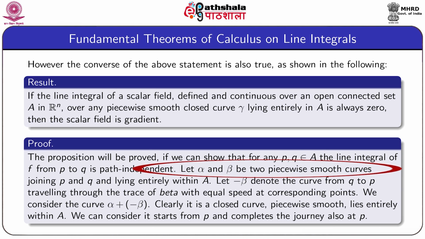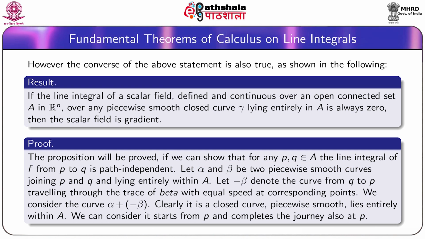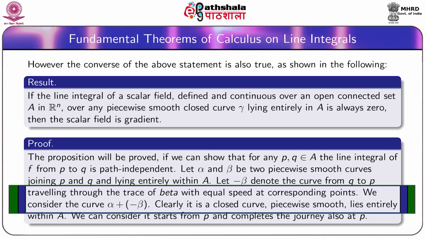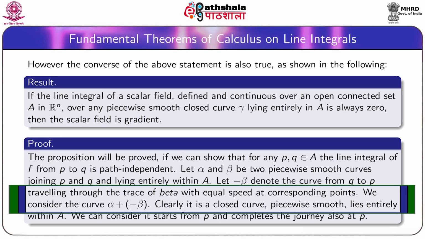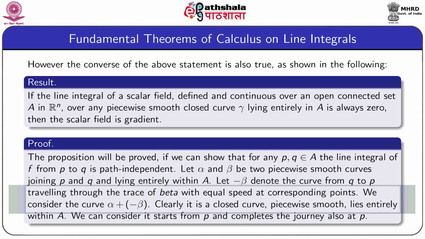Let α and β be two piecewise smooth curves joining P and Q and lying entirely within A. Let minus β denote the curve from Q to P travelling through the trace of β with equal speed at corresponding points. Now we consider the join of the curves α and minus β. Clearly, it is a closed curve. It starts from P and ends its journey at P. It is piecewise smooth. It lies entirely within A.